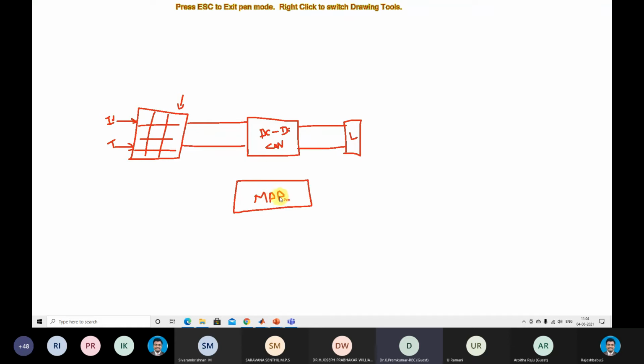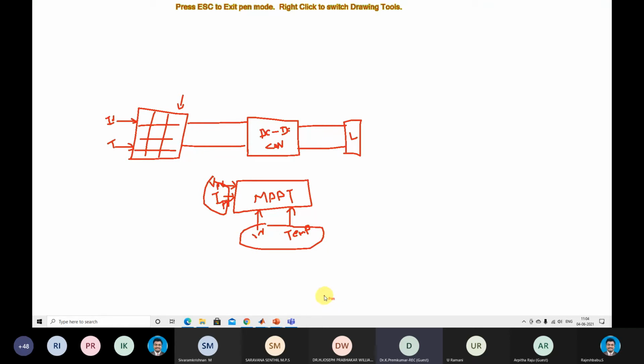So normally MPPT receives different kinds of inputs. Can we use the voltage and current of that PV panel, right? That means PV voltage and current, VPV or IPV. And also we can use environmental conditions like irradiation and temperature. So you can use different parameters as input for that MPPT algorithm.